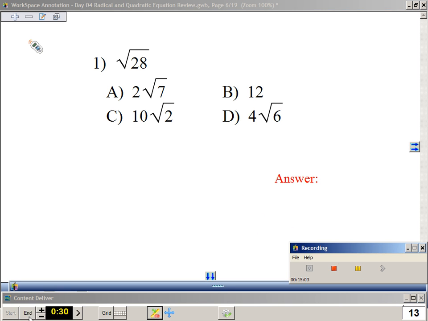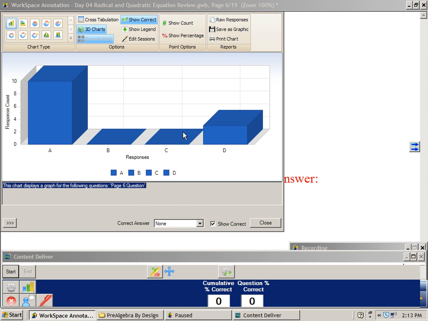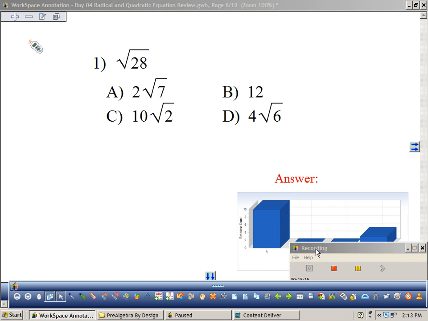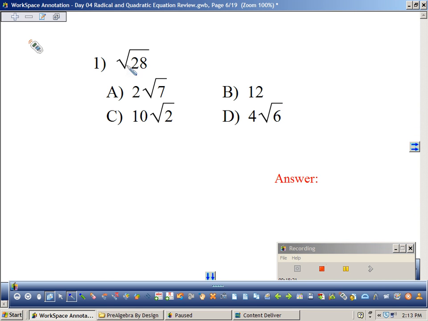All right, let's see how you guys did. Those who put their answers in. All right, some of you are saying B, most of you are saying A. Yeah, I put C. All right, so how many of you really understand what square roots look like?